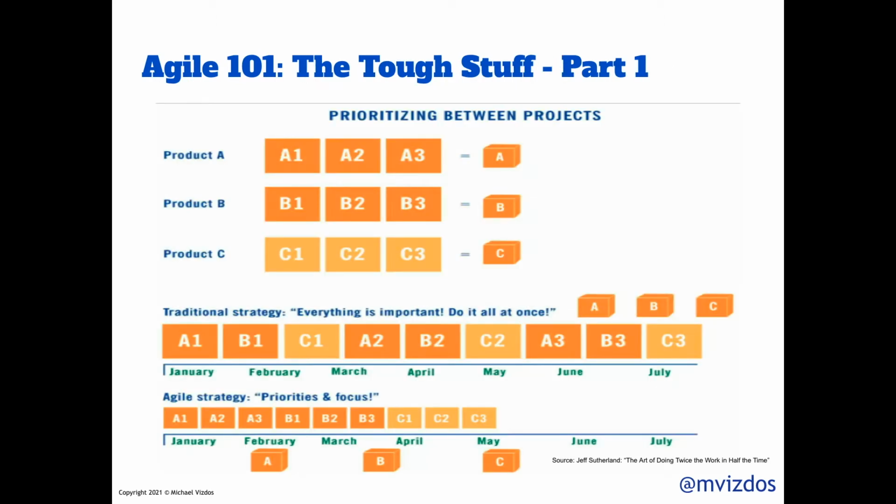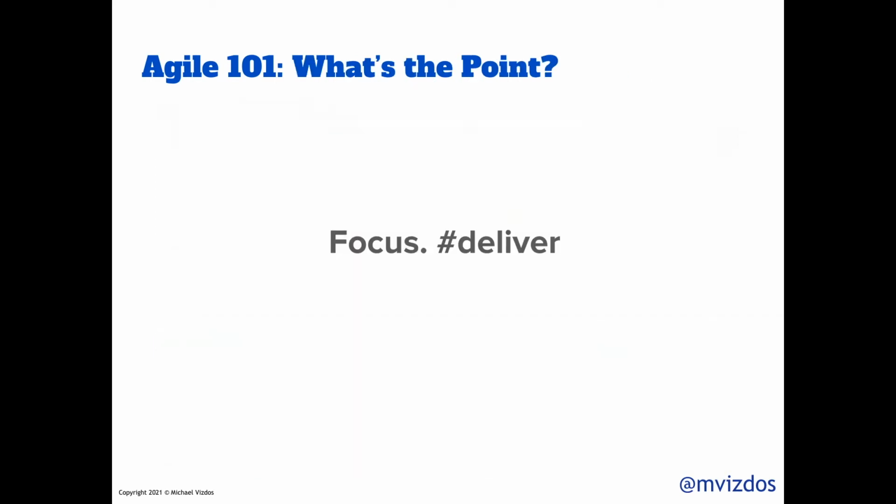The tough stuff about Agile is prioritizing between projects or products. Let's say you have 3 products or projects, A, B, and C. The traditional strategy is everything is important. Do it all at once. The Agile strategy is prioritize and focus. Finish project or product A before moving on to B and C. Your throughput will increase. Your effectiveness will become that much better. What's the point? You want to focus, #deliver.